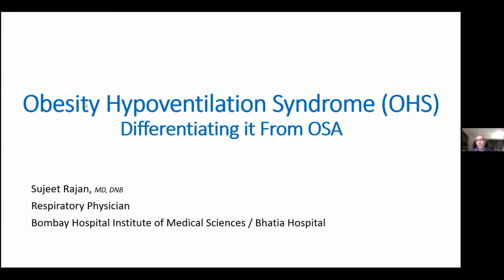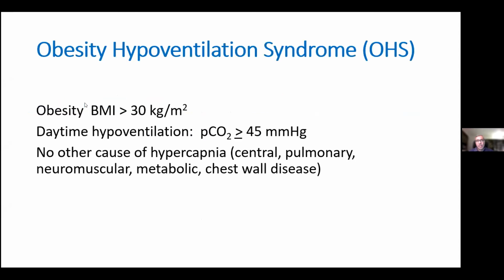It's about OHS and how to differentiate OSA from OHS. To summarize this condition, it's basically dealing with an obese person, body mass index more than 30 kilos per meter squared, who has daytime hypoventilation with a PCO2 more than or equal to 45, and no other obvious cause of hypercapnia, central, pulmonary, neuromuscular, metabolic, or chest wall disorder can be identified. So OHS is really defined as this.